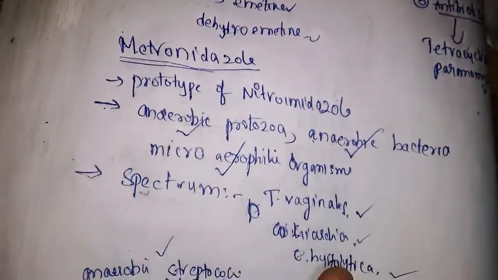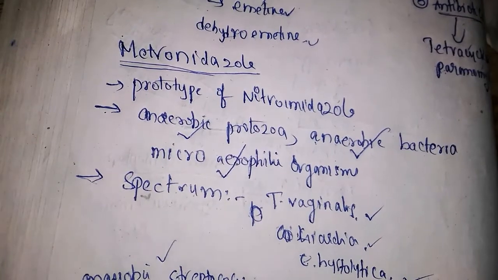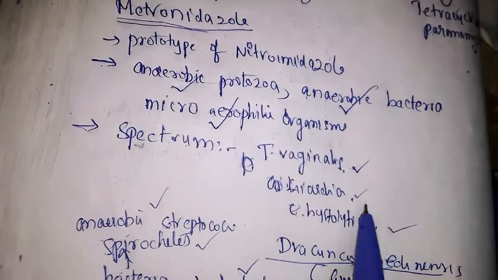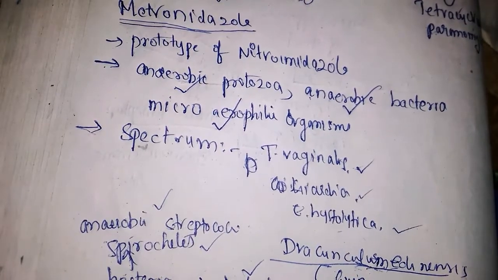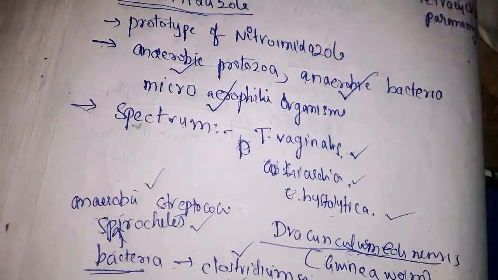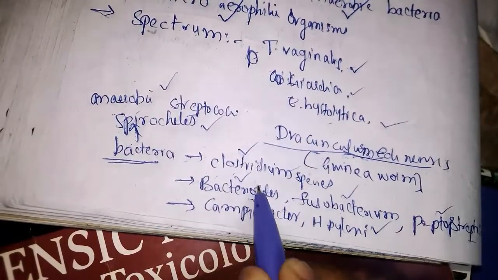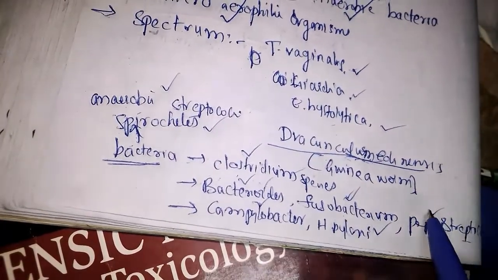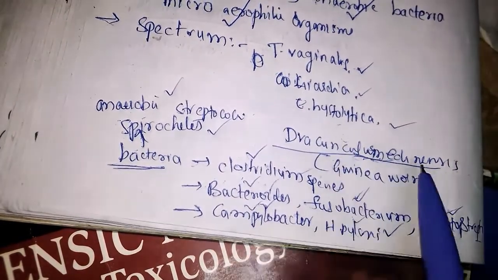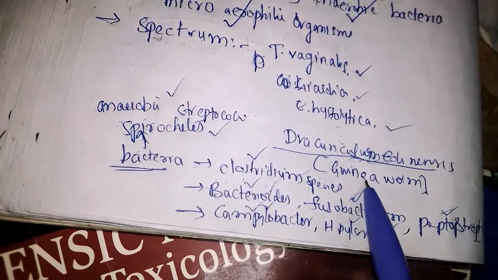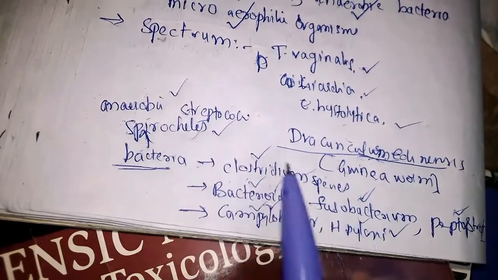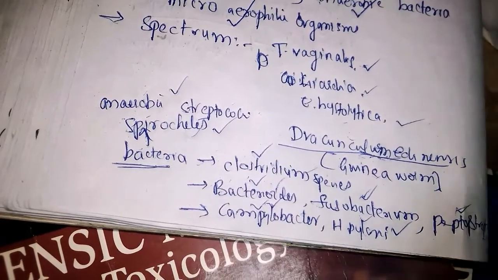Coming to the spectrum, the protozoa against which it acts are Trichomonas vaginalis, Giardia lamblia, and Entamoeba histolytica. Then coming to bacteria, we have many clostridial species, Bacteroides, Fusobacterium, Peptostreptococci, Campylobacter, and H. pylori. It also acts against Dracunculus medinensis, which is the guinea worm. It also acts against Streptococci, mainly anaerobic Streptococci, and also against spirochetes.